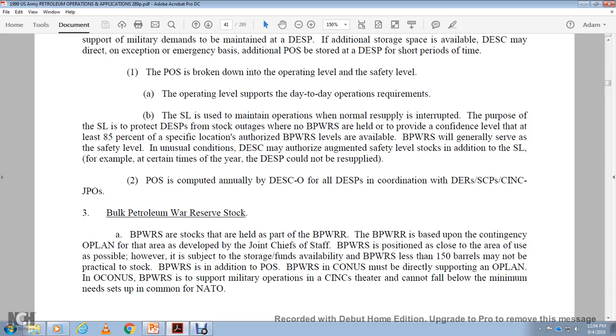The Bulk Petroleum War Reserve Stock is positioned as close to the area as possible, subject to the storage fund of the Bulk Petroleum War Reserve Stock. Less than 150 barrels may not be practical for the stock. In addition to the peacetime operation stock, Bulk Petroleum War Reserve Stock may directly support the operational land of the OCOMs to support military operations. CINC theater cannot fall below the minimum needs, which is common for NATO.